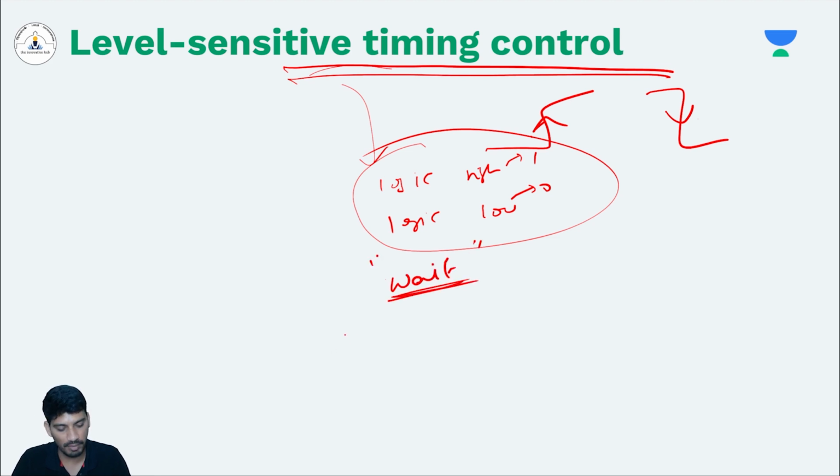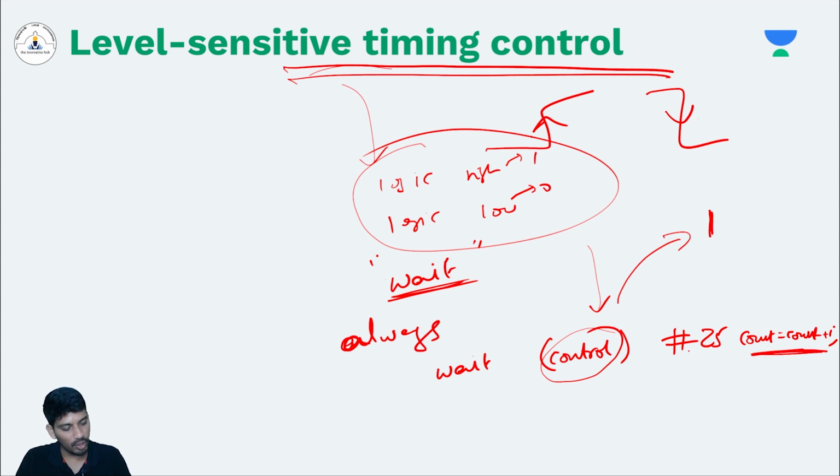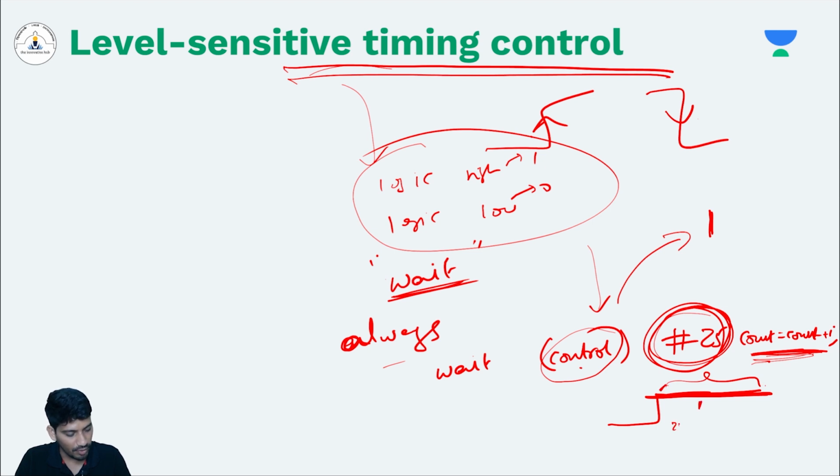How to write the level sensitive timing control? We can write always wait if my control, this is my control signal. If my control is enabled, then after 25 nanoseconds, count is equal to count plus 1. So what does this statement do? Whenever the control signal is 1, the count will be count plus 1 every 25 nanoseconds. In this entire level, when my control signal is 1, at every 25 nanoseconds my count will get incremented by 1.